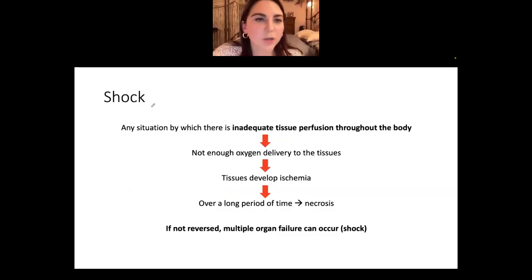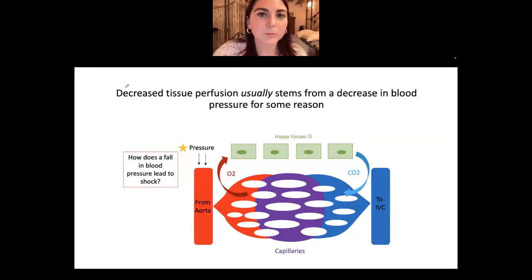So again, shock, you can think of the pathophys of this as inadequate tissue perfusion. So again, not enough oxygen is getting to the tissues, so the tissues basically die. They undergo ischemia and then eventually they die off. They undergo necrosis. So if you don't reverse this at one of these steps, that's when you can get multiple organ failure. And that's when it's like, oh, someone died of shock or someone is going into shock. All their organs are not working.